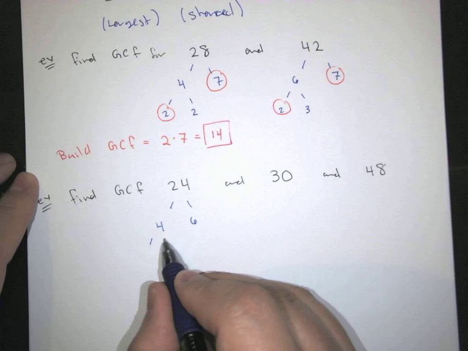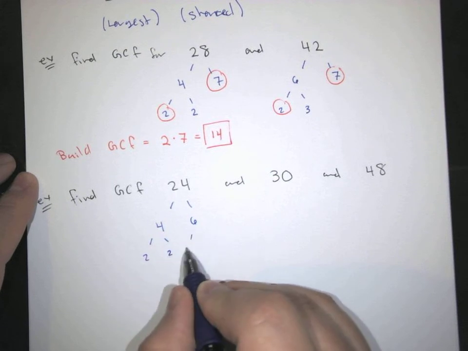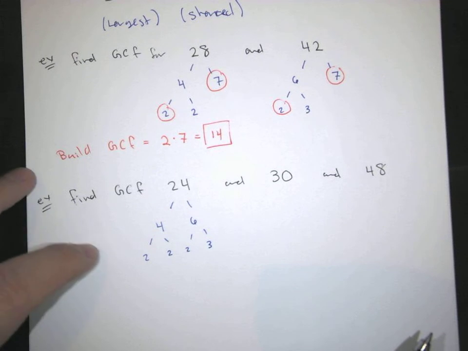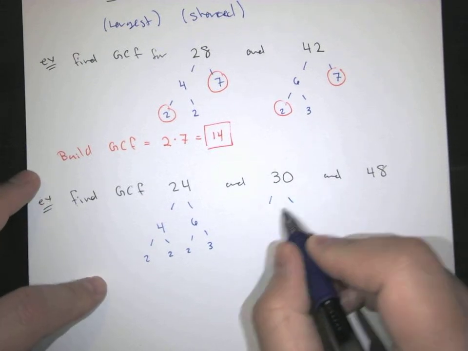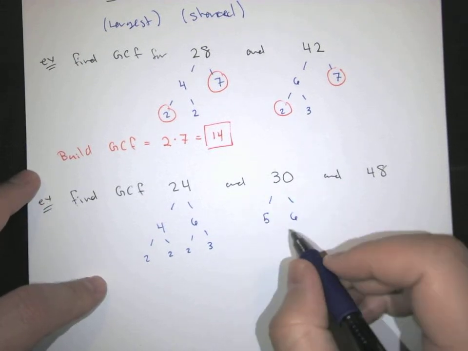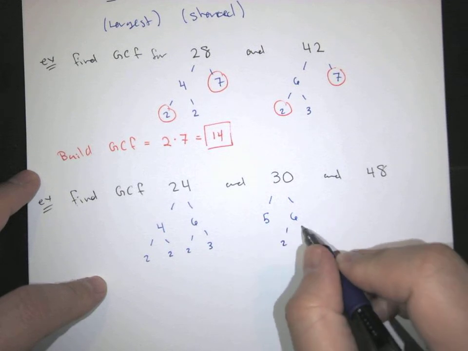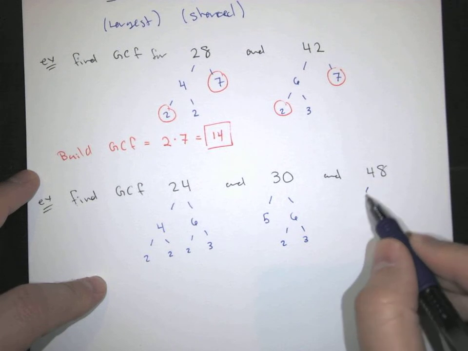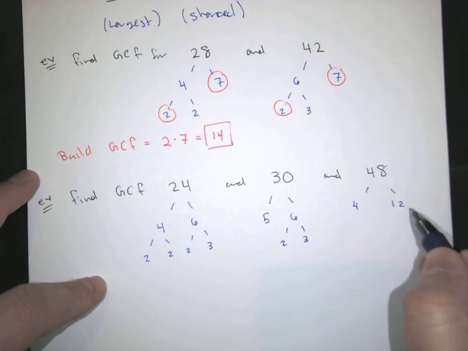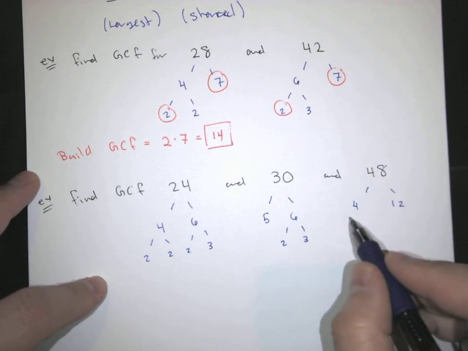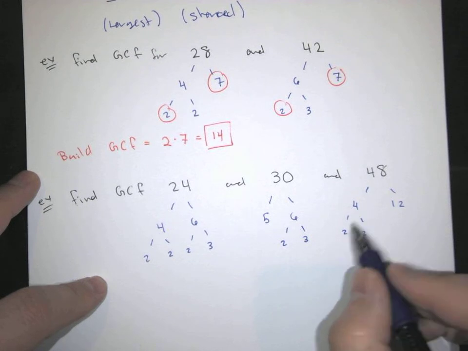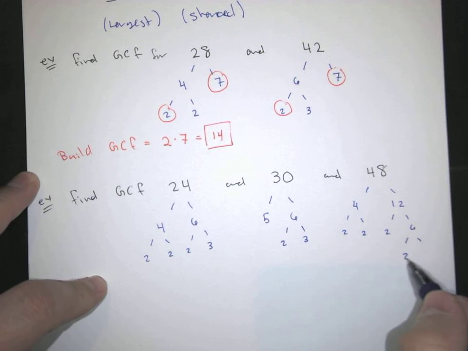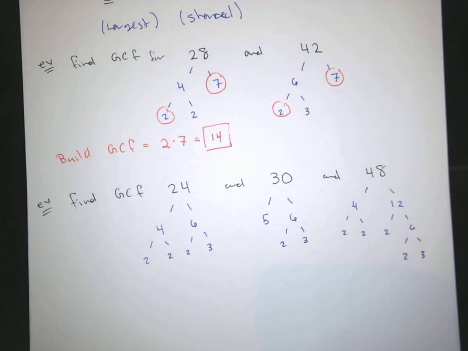24 would be 4 times 6, among other different possibilities. 6 would be 2 times 3. So 2 times 2 times 2 times 3. 30 is going to be 5 times 6, or 3 times 10. You could break it down a bunch of different ways. 6 we know is going to be 2 times 3. We have this 5 here. 48, again, lots of different ways to break it down. Off the top of my head, I'm saying 4 times 12. 4 would be 2 times 2. 12 would be 2 times 6. And 6 is going to be 2 times 3.